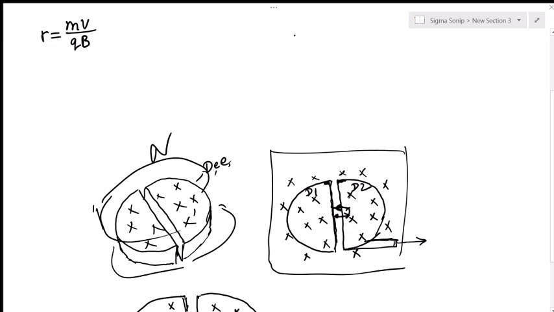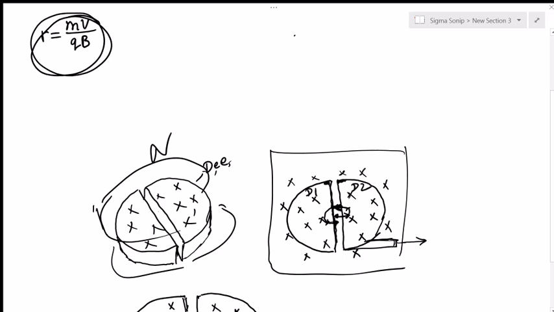Higher velocity means the radius has increased a little bit. So it will trace out a slightly bigger circle this time. And when it comes back to the gap here, we change the polarity of the Ds. Earlier, when the particle came here, we made D1 negative. When it comes back here, we make D2 negative.